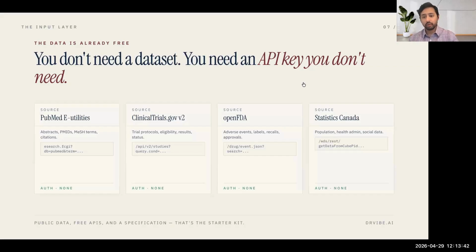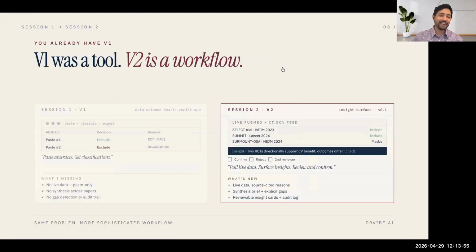And then we can also use Statistics Canada, which is also available through an API. So that's why I like to say you don't need a data set, you need an API. You don't have to pay for any of these things. It's just a way to connect it.